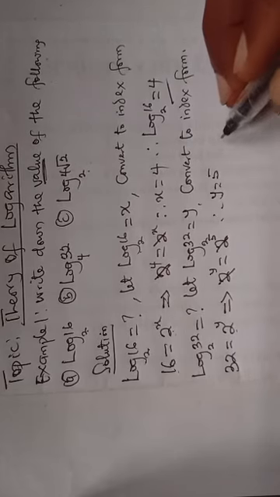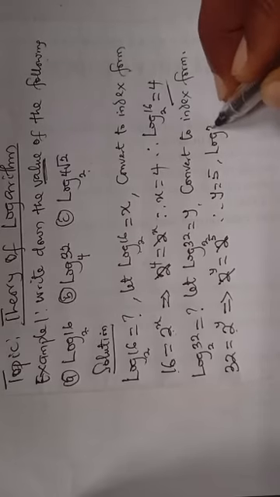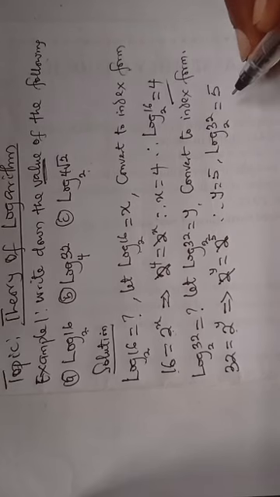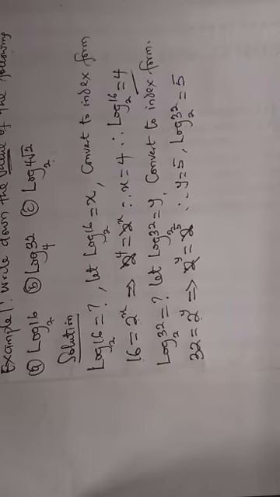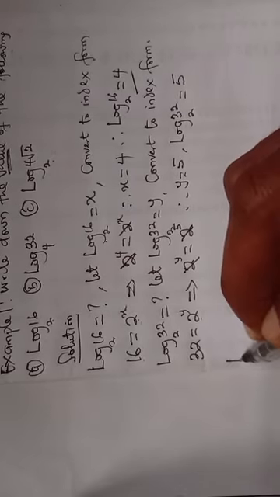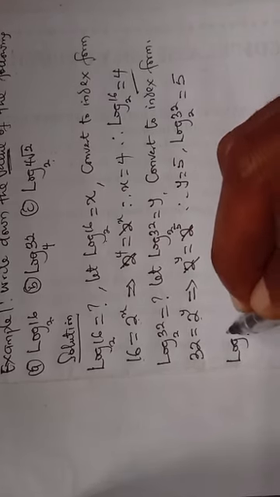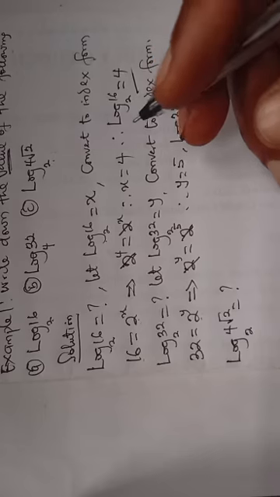It simply means that log 32 to base 2 is equal to 5. Are we following? Then the third one says log 4 root 2 to base 2, okay, is equal to what? What we don't know. Is that okay?